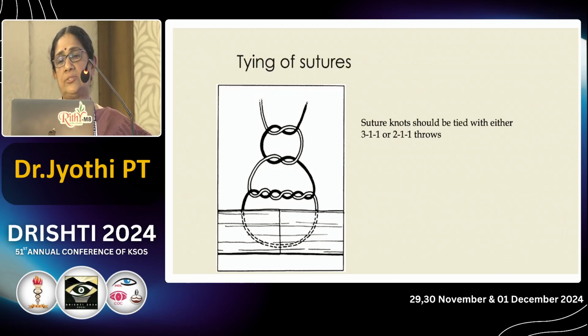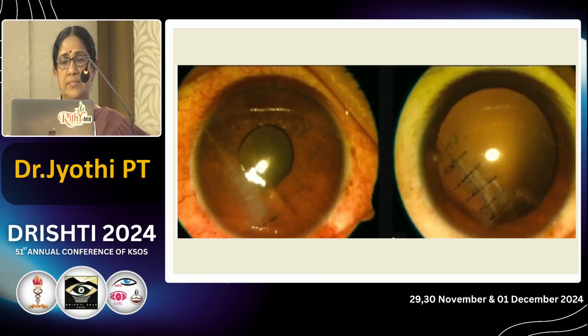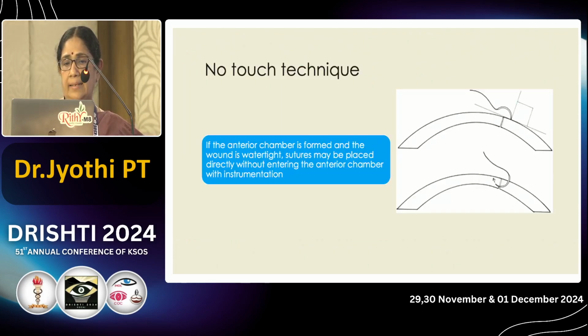Tying of sutures: suture knots should be tied with either 3-1-1 or 2-1-1 throws. After that, the knot should be trimmed short and rotated back just beneath the corneal surface, so it is buried under the corneal surface. Ideally, when you suture, it should be like this, with the optimum strength, length, as well as the zone of tissue compression.